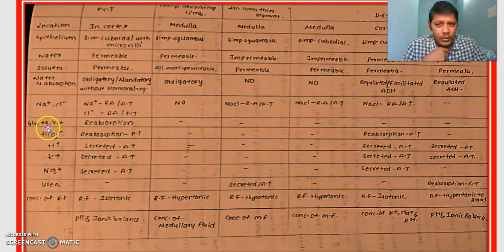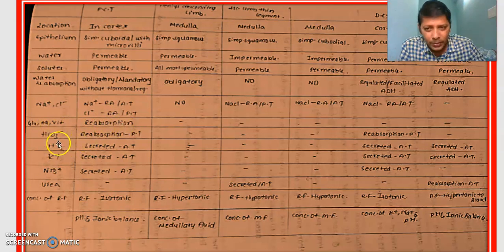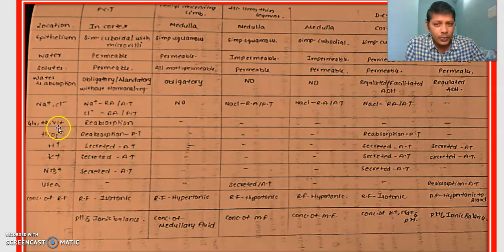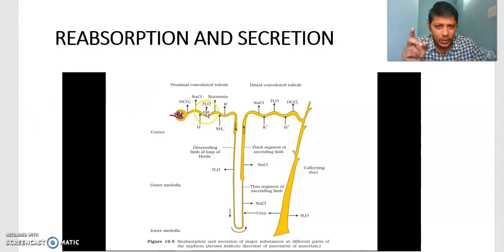Next one, glucose, amino acids, vitamins are reabsorbed, and HCO3- reabsorption is by passive transport. Glucose, amino acids, vitamins are reabsorbed by active transport, which is also important. They are reabsorbed by using ATP. And HCO3- reabsorption is passive. You can see here, HCO3- reabsorption, right here in bracket in your textbook, P, passive transport.